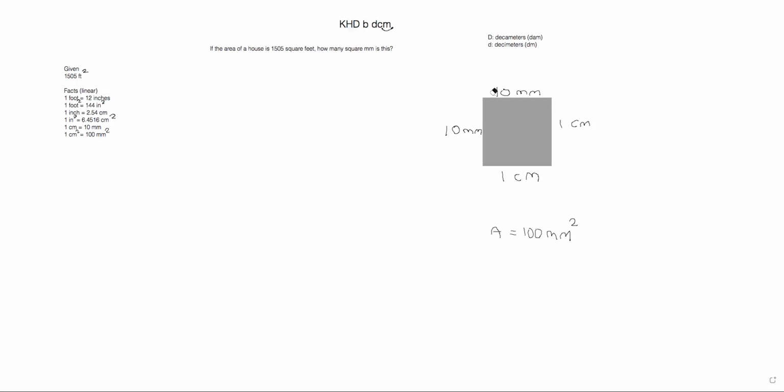So now I believe we have all the information we need to do the dimensional analysis and convert our amount of square feet into square millimeters. So we don't need the linear facts anymore. We don't need this. We don't need that. And we don't need that either. All we need are the square units because we're trying to go from square units to square units. We need the linear units to get the square units. But now that we have the square units, we don't need the linear units anymore.